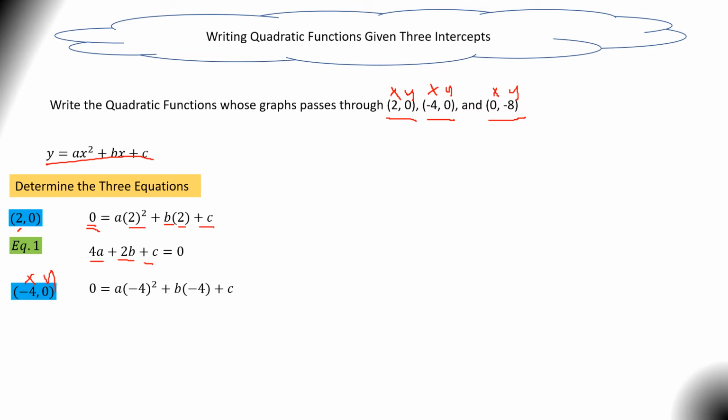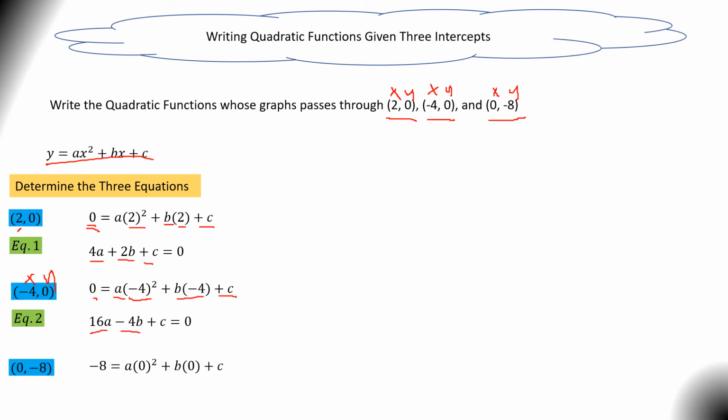Y is 0, is equal to a times the quantity of negative 4 squared plus b times negative 4 plus c. So, kapag isosolve natin yan, negative 4 squared is 16 times a, 16a. b times negative 4, negative 4b, plus c, equal to 0. Yan po ang equation number 2.